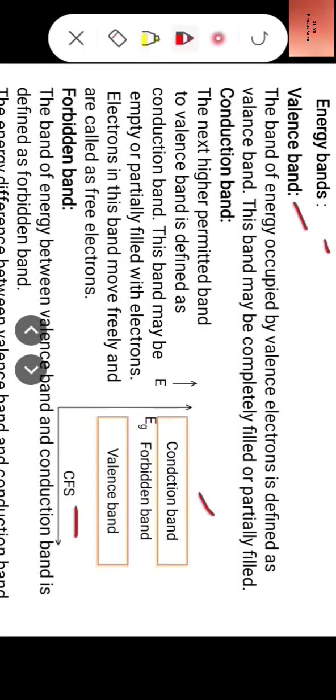Okay. Now let us define valence band. The band of energy occupied by valence electrons is defined as valence band. I repeat, the band of energy occupied by valence electrons is defined as valence band. This band may be completely filled or partially filled.